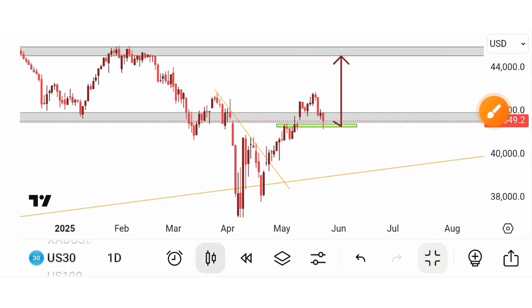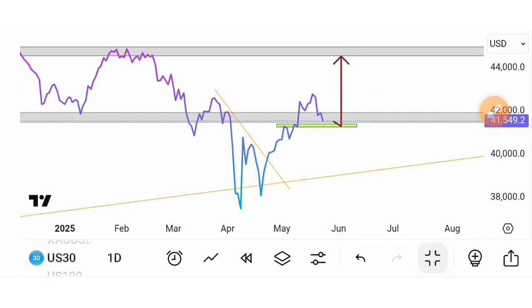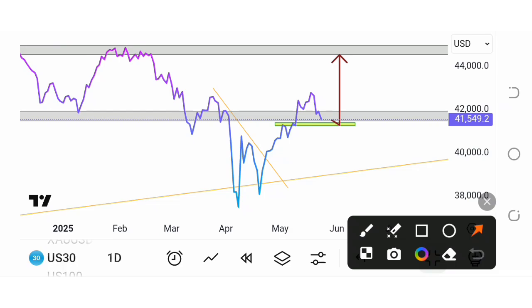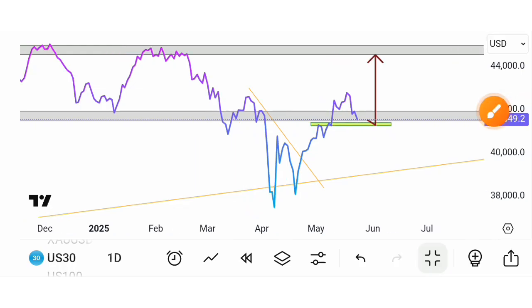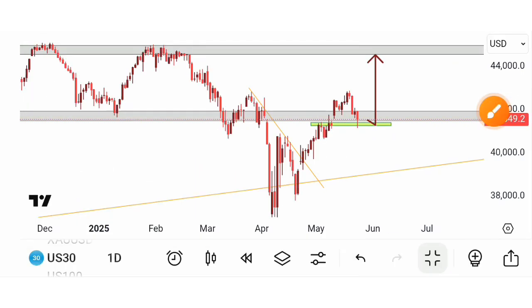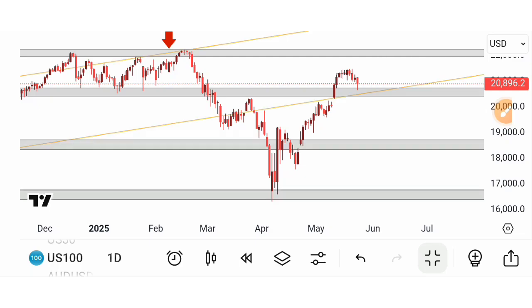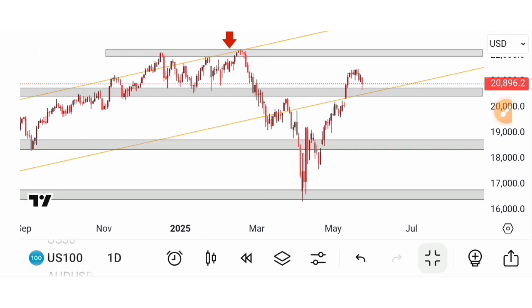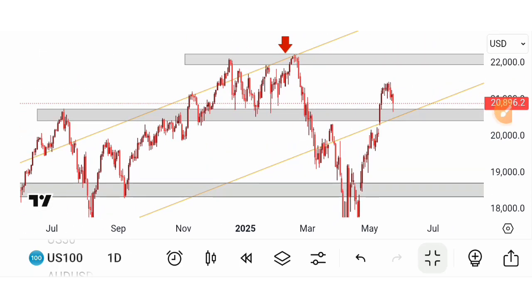If you also go to the line chart, it's going to be pretty obvious to you that this is a very strong area of resistance over there, which has now been tested again as an area of support. So from here, my expectation is the market to continue up. Moving on to US100, similar to what we have on US30, I'm also bullish on this market. I won't even go to the higher time frame for this one.